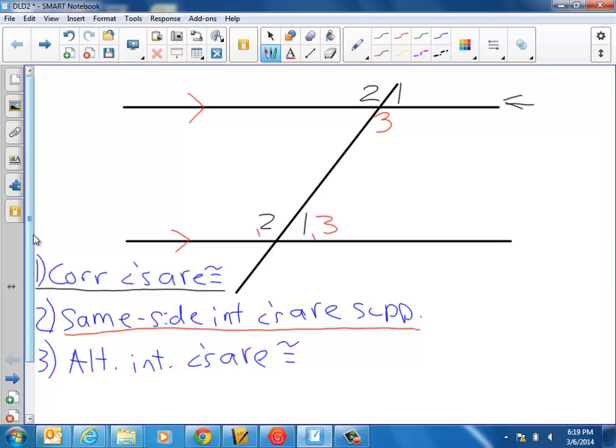Same thing to the left of this 2, we'll call this angle 4. Its pair would be with this angle bottom left on the top line. Again, the bottom 4 is obtuse, it's bigger than 90. The top 4 is acute, it's smaller than 90. They add up to 180.